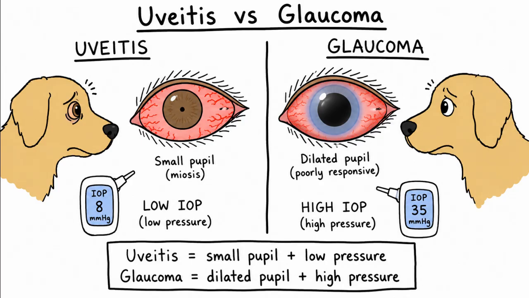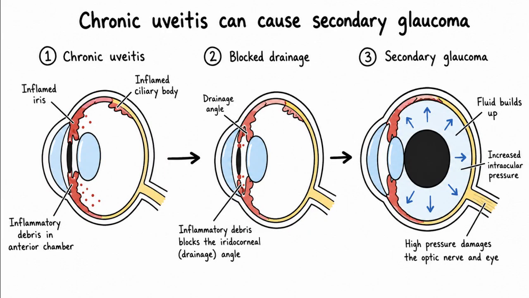The simplest distinction is that active uveitis usually produces a small pupil and low intraocular pressure, while glaucoma commonly produces a dilated or poorly responsive pupil and high pressure. However, chronic uveitis can obstruct aqueous drainage and eventually produce secondary glaucoma.